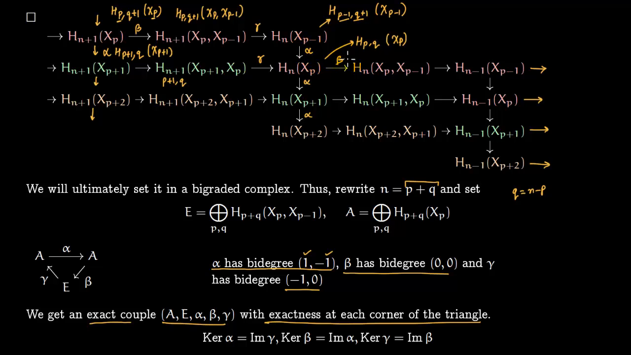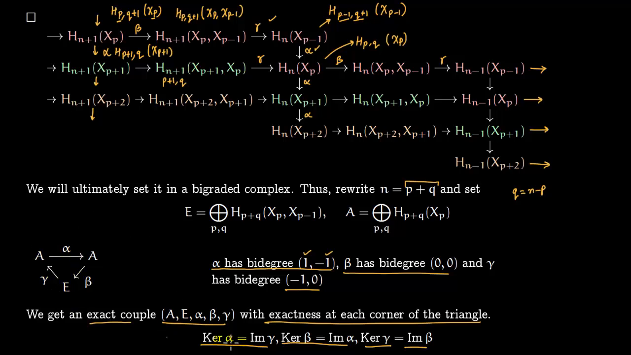Again, you have alpha, beta, gamma, and so on. Focus first on alpha. Kernel of alpha is equal to image of gamma because of the long exact sequence. You already know that. Now you're saying kernel of beta is equal to image of alpha. Again, this beta is sitting ahead of alpha. So kernel of beta is equal to image of alpha because of the staircase diagram. We have long exact sequences. Finally, kernel of gamma is equal to image of beta, again because of our long exact sequence. So you get an exact couple.